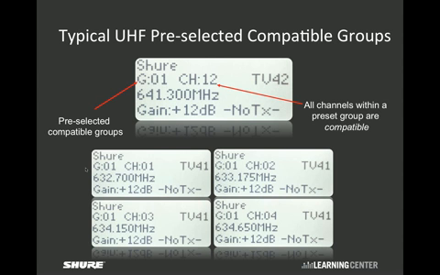So if you're using ULXDs and they're in the J50 band, as long as they're all J50, this works. If it's a mix of some J50 and some H50, groups and channels don't mean anything anymore, and that's where you need to start looking into a tool like Wireless Workbench for frequency coordination. But all the same system in the same band, use the groups and channels, totally works.